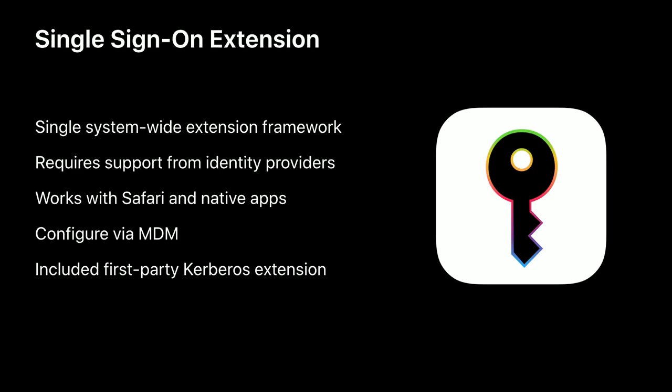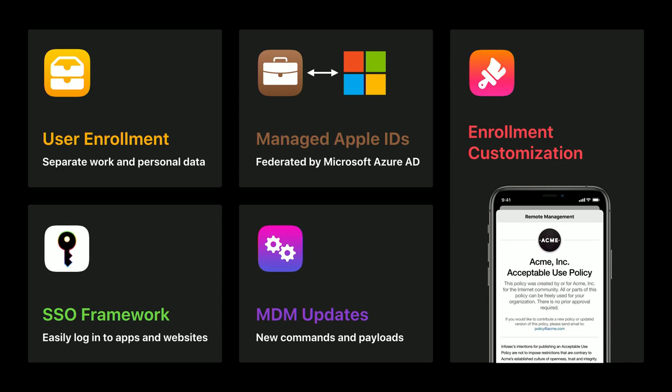So when a user goes to log into your corporate websites or apps, they'll be able to just do so with one tap. And it will use Face ID or Touch ID to authenticate them as well. Just a note on here too is we also include a first-party Kerberos extension. So lots of things for Apple this year: user enrollment, managed Apple IDs with federation, that enrollment customization, a bunch of new MDM updates, and that single sign-on framework.